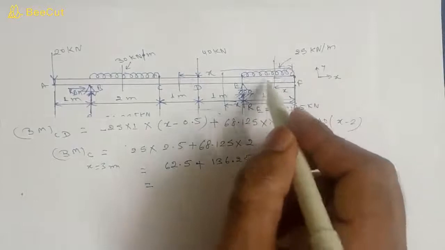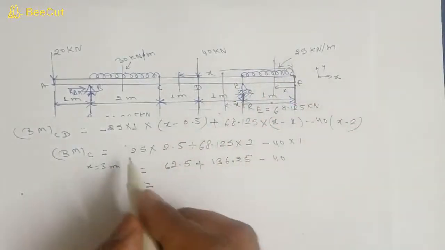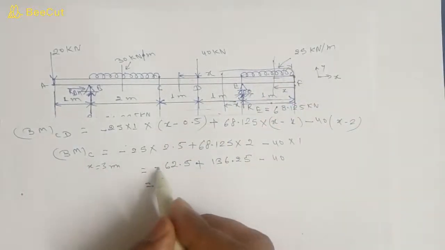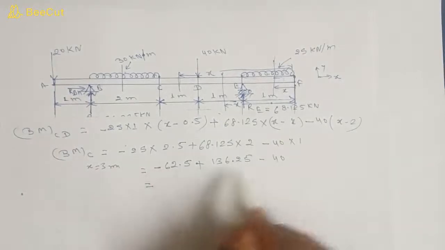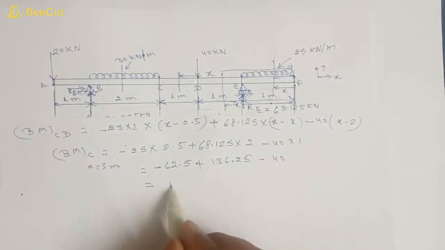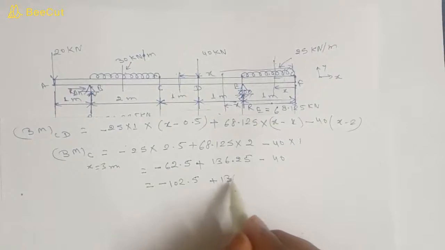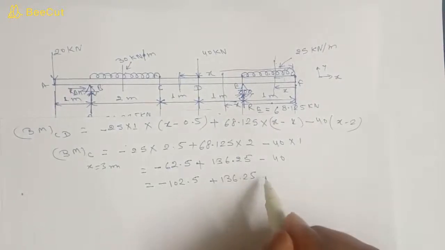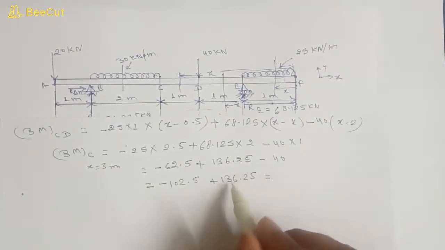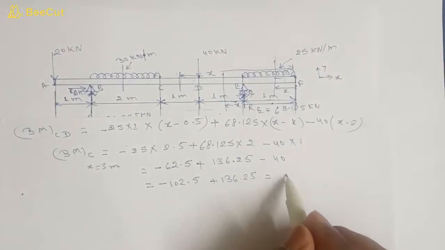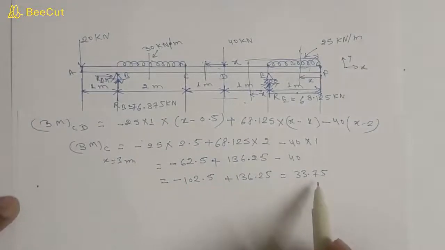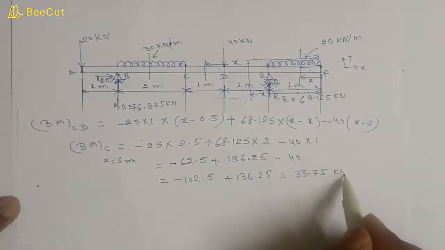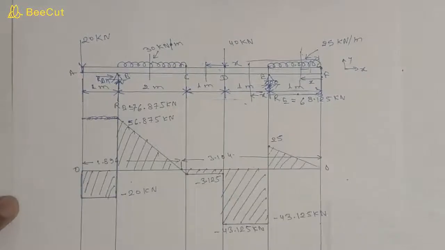Initially we have calculated for this person, this was negative because this was caught in hogging. So this is negative and this is positive. So it will become minus 40 and minus 60, 102.5 negative plus 136.25. So it will become 136.25 minus this. At point C it is 33.75 kilonewton meter. Okay, so we will draw it.